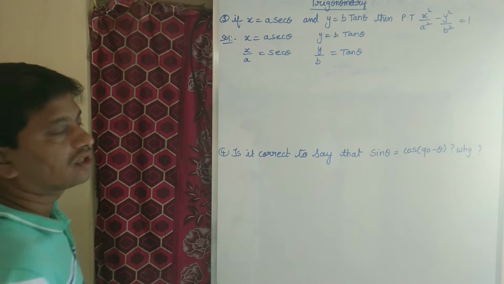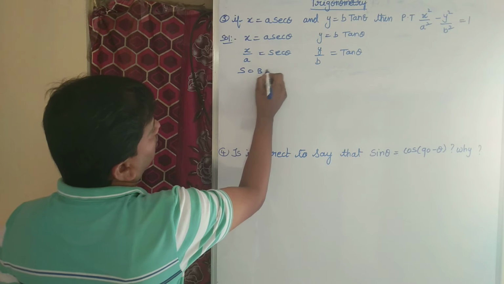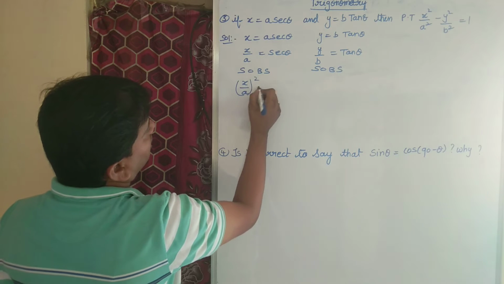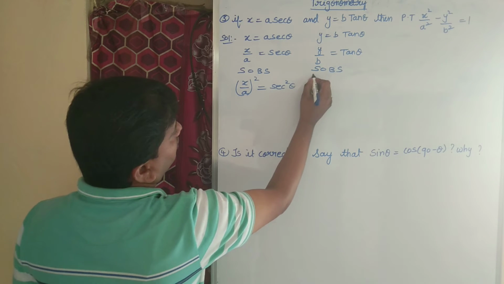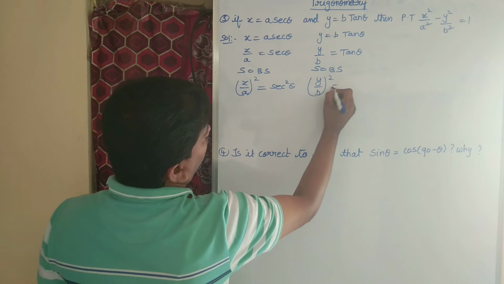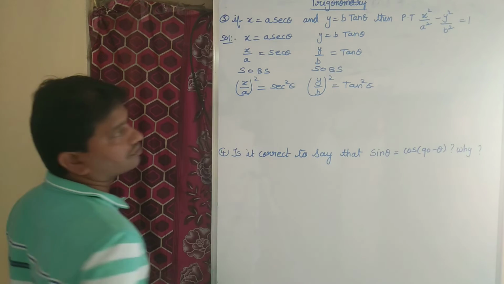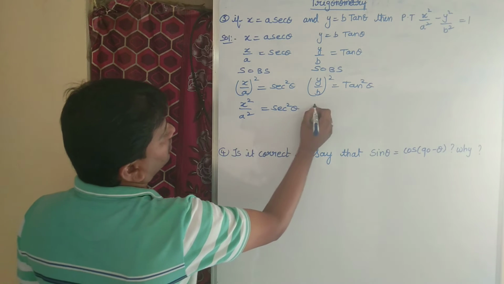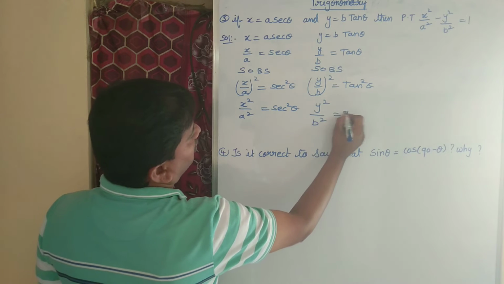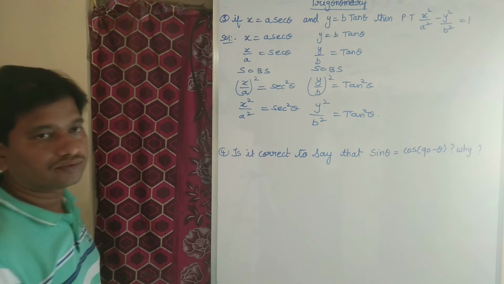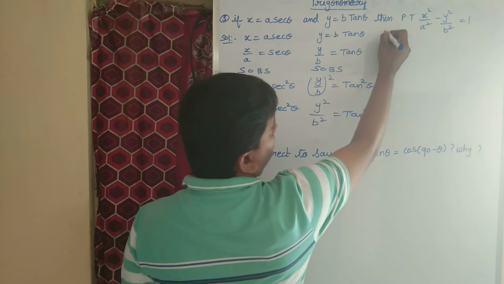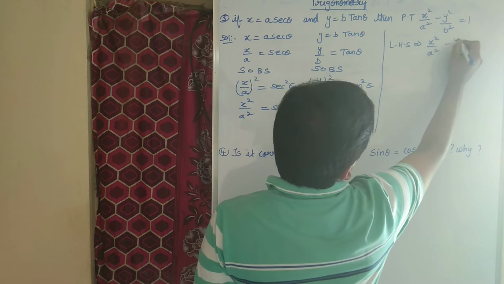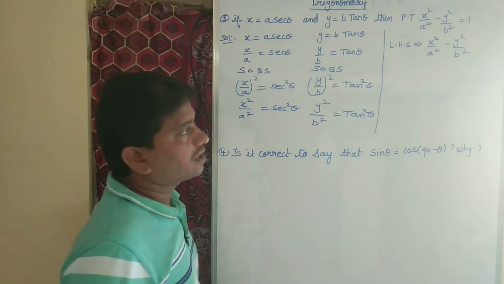x/a equals sec theta, y/b equals tan theta, right? Is it clear? Now what you do? Squaring on both sides. So (x/a) whole squared equals sec squared theta, and (y/b) whole squared equals tan squared theta. So x squared/a squared equals sec squared theta, and y squared/b squared equals tan squared theta. Now let us consider LHS, x squared/a squared minus y squared/b squared.